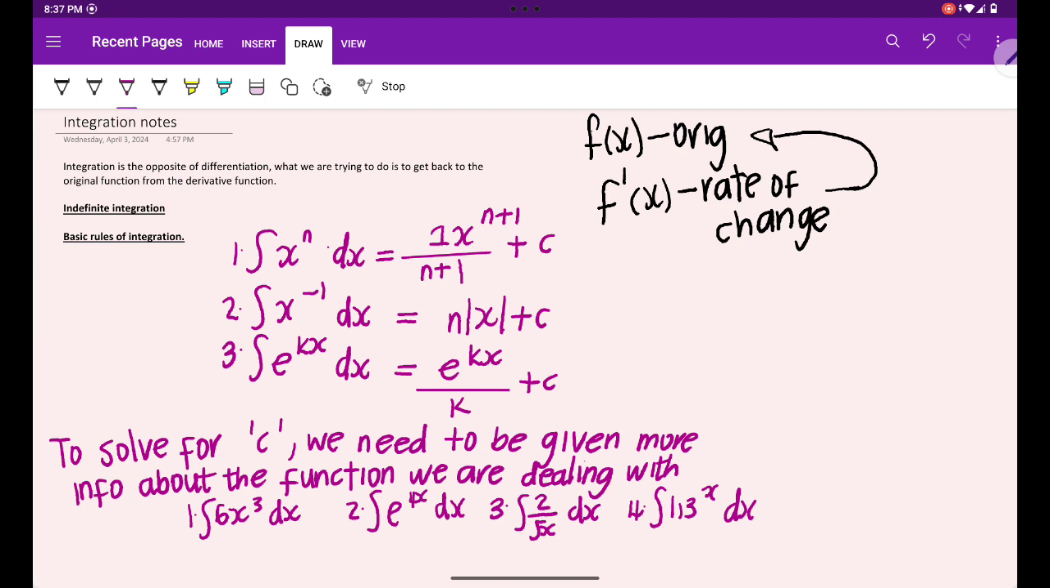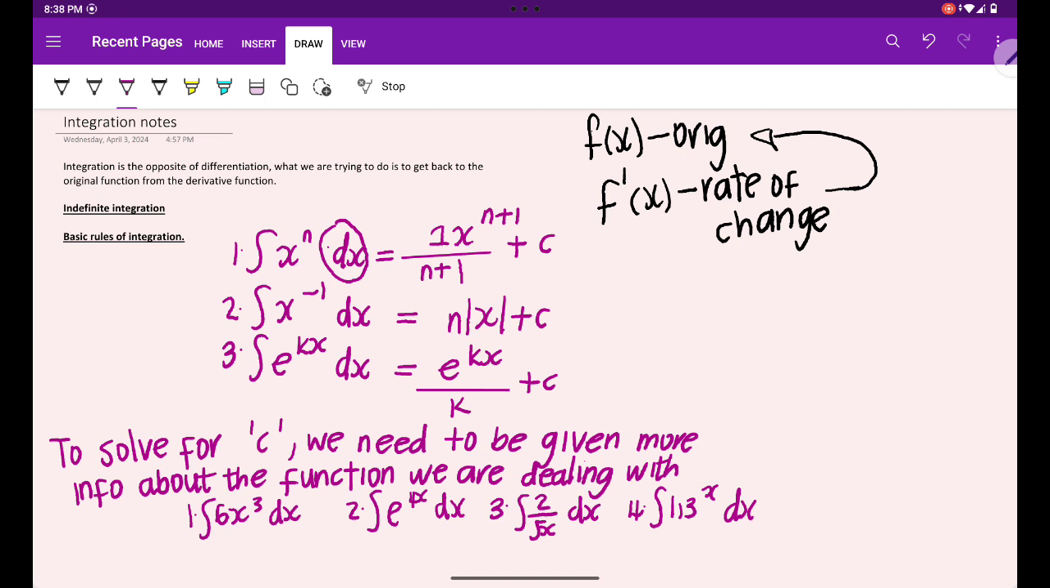So let's look at the rules and do an example. The first rule says when you have a function raised to a certain power and you are integrating that with respect to x, the dx part tells you what you are integrating with respect to. If it said du, you are integrating with respect to u; if it said dv, with respect to v. In our case, we are using dx, meaning we are integrating with respect to x.